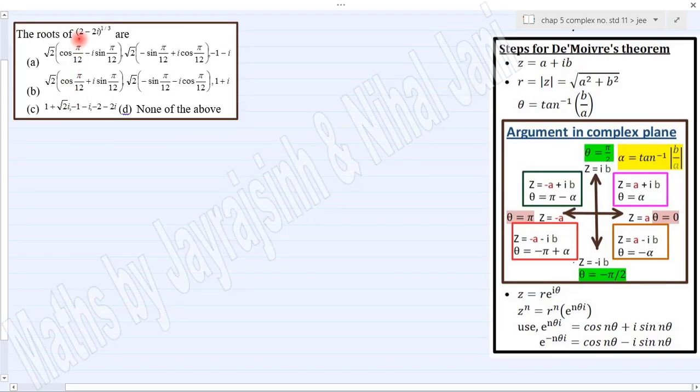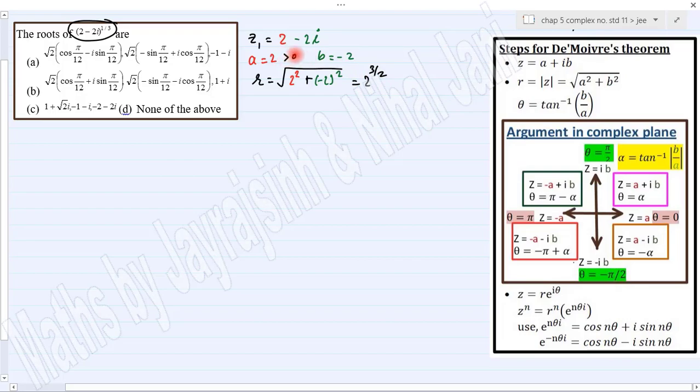In this question, we have to find roots of (2 minus 2i) raised to 1 by 3. So first of all, let's simplify our inner complex number into the exponential form. So let's collect the real part, which is 2, and imaginary part, which is minus 2. So we can say its modulus will be under root of 2 square plus (minus 2) square, or we will get 2 raised to 3 by 2.